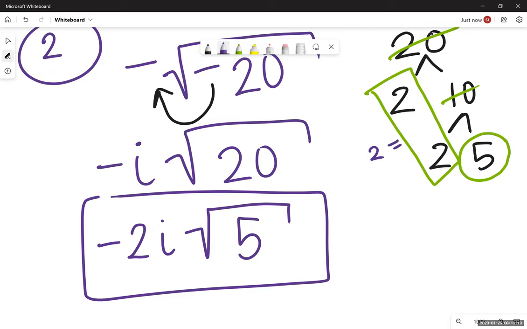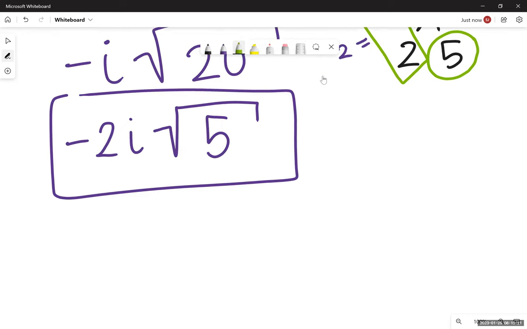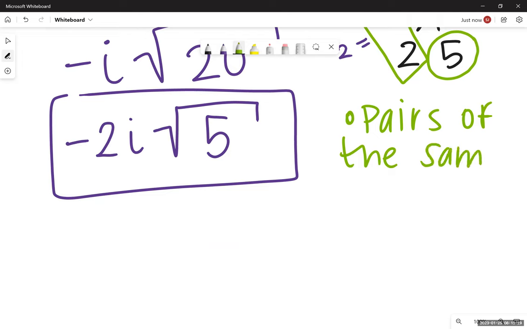I wrote something. Let me write what I've been writing, and then y'all can put it here, like a little note. I have pairs of the same value.